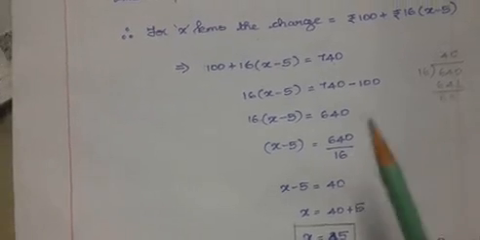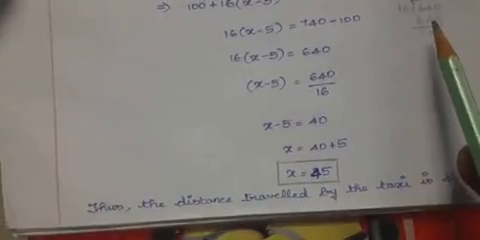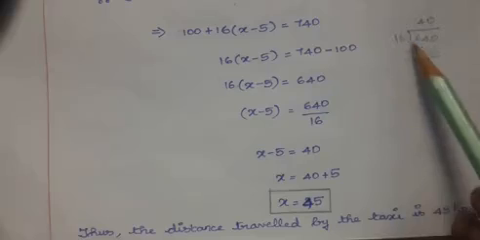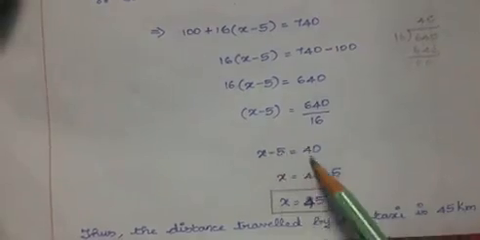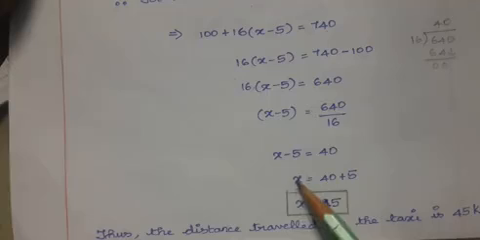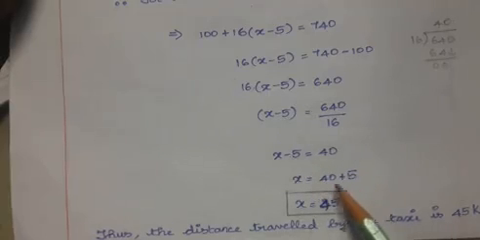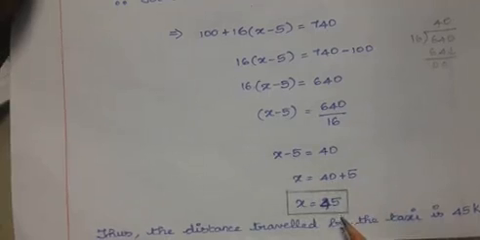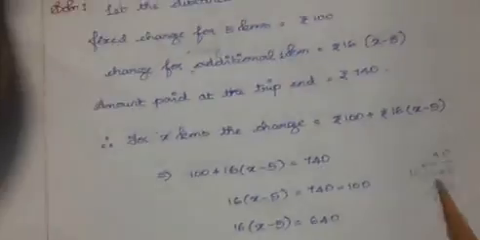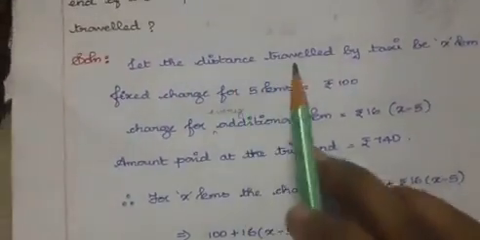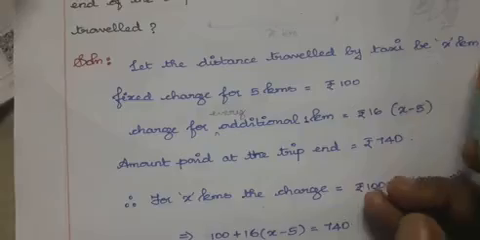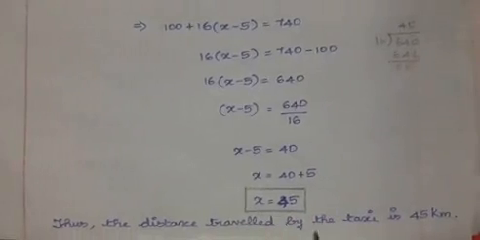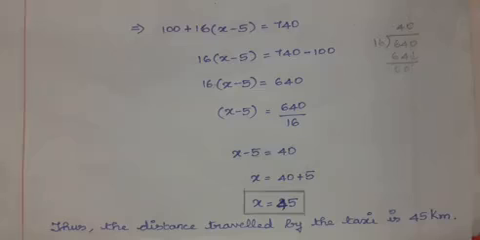Okay. Next, x minus 5 is equal to, divide the 640, you will be getting 4 times 16 gives you 64. Remaining we have 0, take it above. So x minus 5 is equal to 40. So x is equal to, take this 5 to the other side, it becomes 40 plus 5. Therefore x is equal to 45. When we started the solution, we wrote that let the distance travelled by the taxi be x kilometers. Therefore, the taxi has travelled x kilometers, and we found it as 45 kilometers. Thus, the distance travelled by the taxi is 45 kilometers.